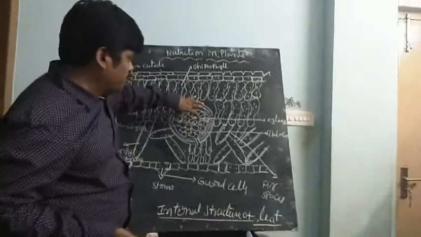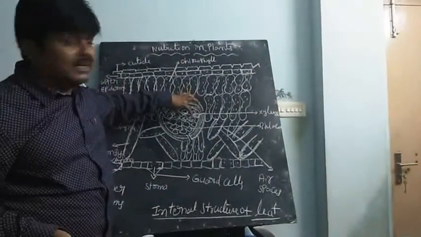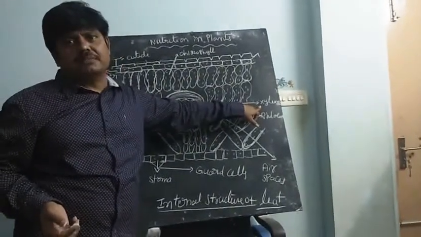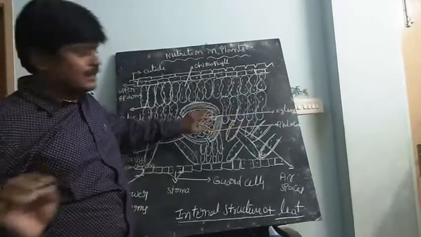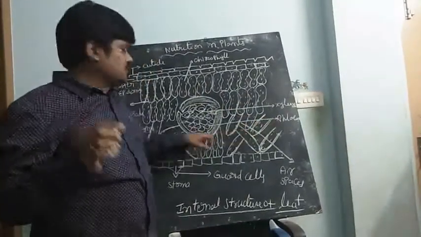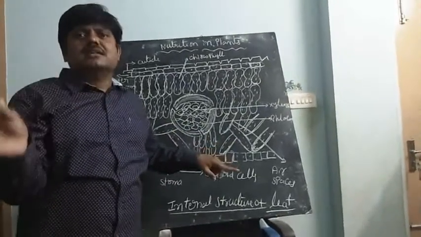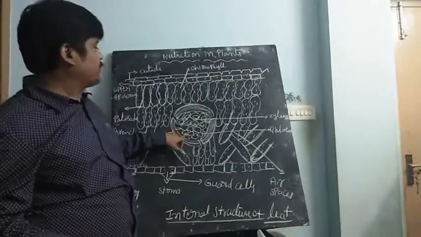In the middle portion, some vascular bundles are present. The upper bundle is called the xylem. What is the importance of the xylem? Xylem is important for the transportation of water. Clear. Phloem is the lower portion. Phloem is important for the transportation of food substances. That is the importance of the phloem.